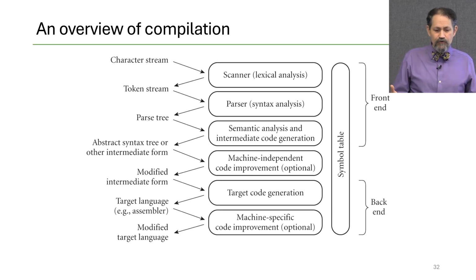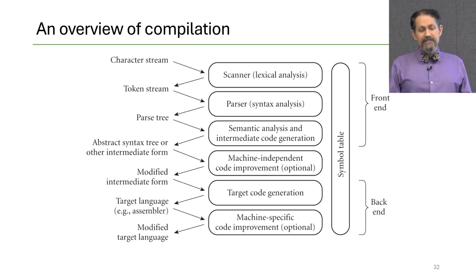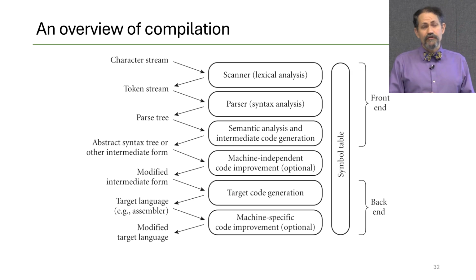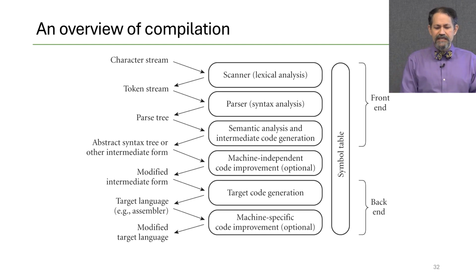This gives us a stream of tokens, and then the parser takes those tokens and organizes them into parse trees, where each element of the tree captures a structure of the programming language. Based on this structure, we do semantic analysis and intermediate code generation, and we generate some kind of intermediate form that represents the semantics of the program, like an abstract syntax tree. These three stages are called the front end of the compiler, and the front end is mostly concerned with taking the input program and figuring out what its meaning is.